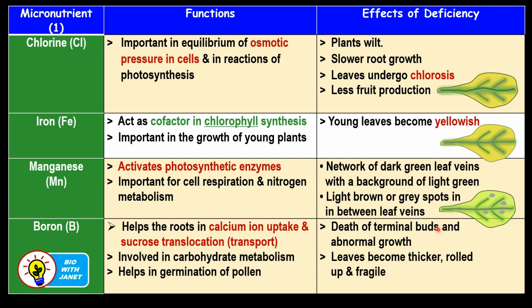Now, the effects of deficiency: death of terminal buds. Terminal buds are the shoots, young shoots at the tips of the stems. Okay, so death of terminal buds and abnormal growth. Leaves become thicker, rolled up, and fragile. Now, these facts have not exactly been tested before, but we still have to know a summary of it, at least. Especially, the most important micronutrient in this list is ferrum. So you still have to know the functions and effects for micronutrients.